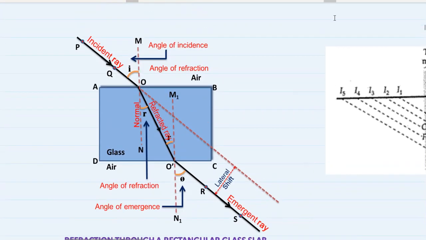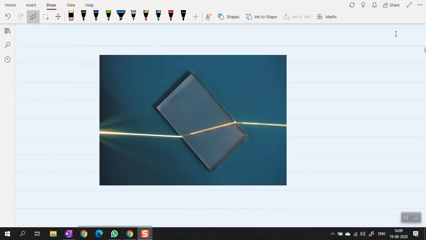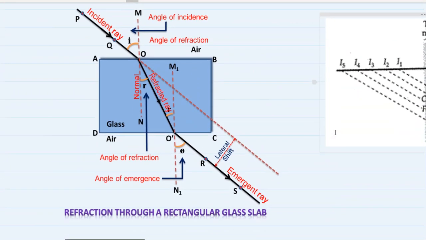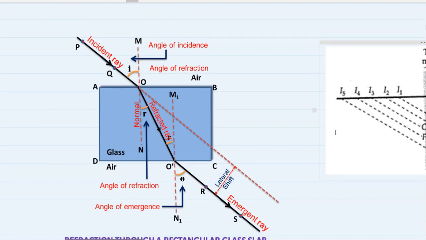So a rectangular glass slab, let me show you how it looks. A rectangular glass slab looks like this. It's a normal, transparent glass slab. But how can we understand refraction better with the help of a rectangular glass slab? That's what we want to understand. Okay, now see this. So the practical aspect of refraction.